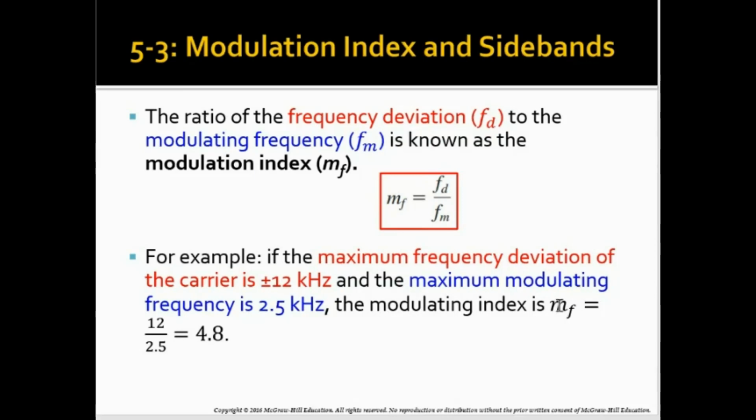So for example, if the maximum frequency deviation of the carrier is plus minus 12 kilohertz and the maximum modulating frequency is 2.5 kilohertz, modulating index is 12 over 2.5, so we have 4.8 modulation index. Of course, it doesn't have unit, it's unitless.